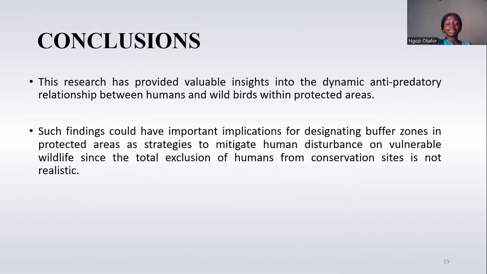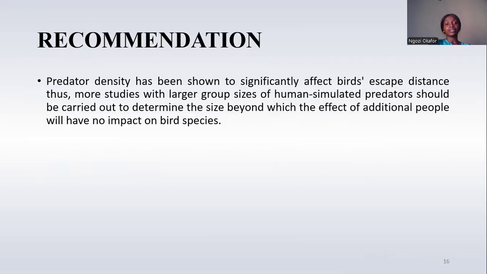So, in conclusion, our research has provided valuable insights into the dynamic anti-predatory behavior between humans and wild birds within protected areas, and such findings can have important implications for designating buffer zones in protected areas as strategies to mitigate human disturbance on vulnerable wild populations, since the total exclusion of humans from conservation sites is unrealistic. We also recommend that, since predator density has been shown to significantly affect bird escape distance, more studies with larger group sizes of human predators should be carried out to determine the size beyond which the effect of additional people will have no impact on these bird species.